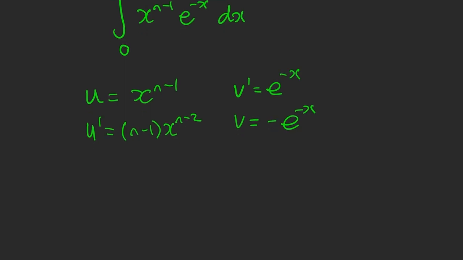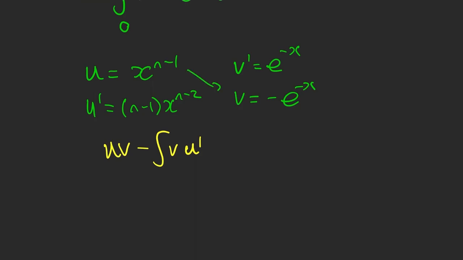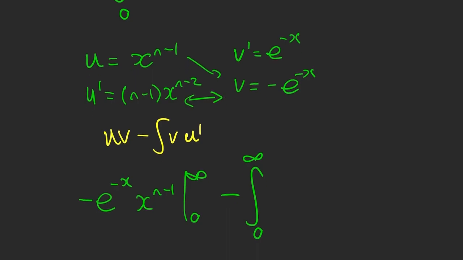And so if we apply the integration by parts formula, which is uv minus the integral of v du dx, we're going to get u times v, which is going to give us negative e to the negative x, x to the n minus 1 evaluated from 0 to infinity, minus the integral from 0 to infinity of v du dx, so this times this. So that's going to become a positive. We're going to have n minus 1 x to the n minus 2 e to the negative x dx.